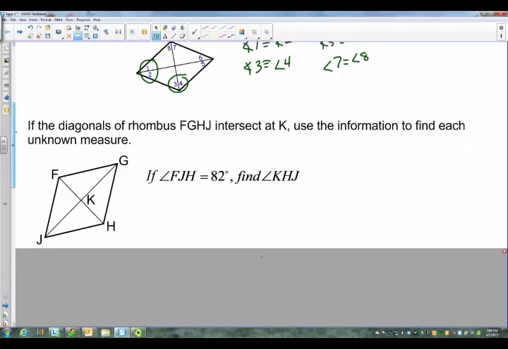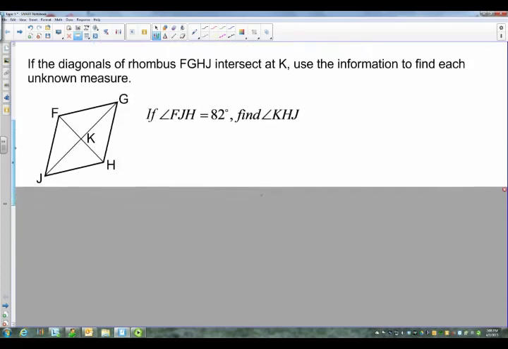Alright, so based on what we have, let's see if we can solve a problem or two. If the diagonals of the rhombus intersect at K, so I've got this rhombus here, use the information to find each unknown measure. Alright, so we've got FJH is 82 degrees, so this large value right here is 82 degrees. I want to know what is KHJ. So think of where KHJ is. So KHJ is right there.